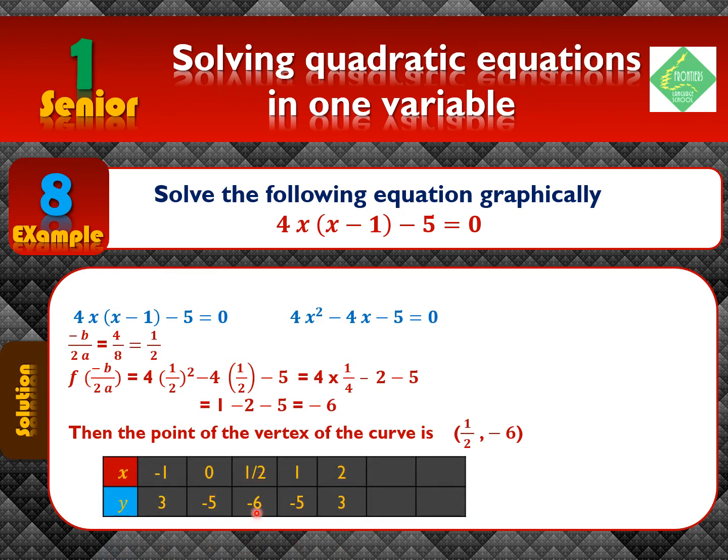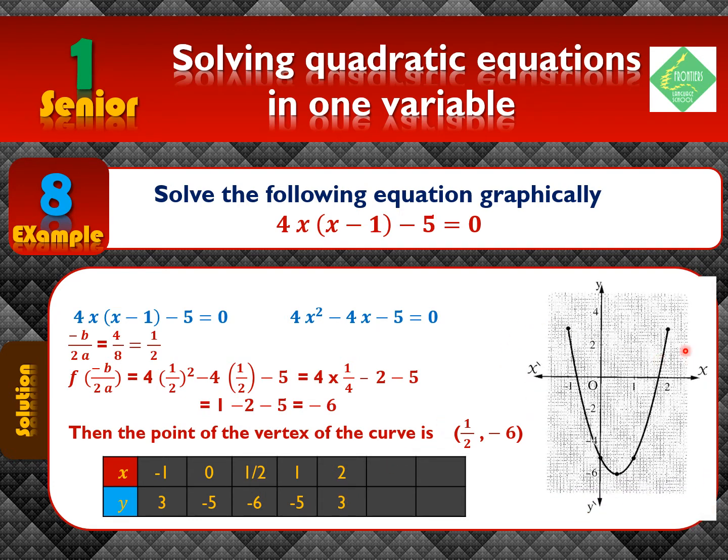Put half and -6 at the middle and choose any random 2 points at the right and any random 2 points at the left. Here I choose 1 and 2, and here I choose 0 and -1. If you substitute -1 in the equation, you get y equals 3. If you substitute 0 in the equation, you get y equals -5, and for 1 you get y equals -5, and for 2 in the equation you get 3. And plot these points on the graph, you will find as shown the points here and here and here and here. What do you notice?